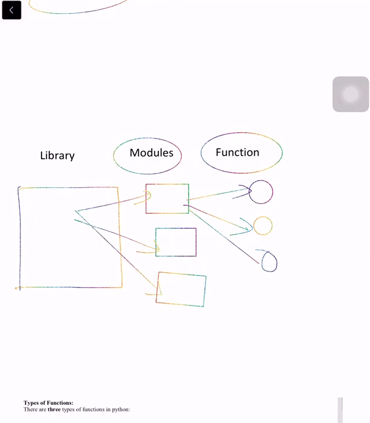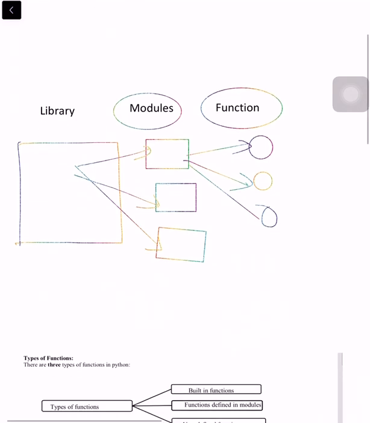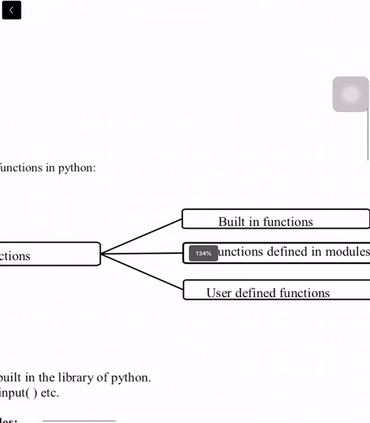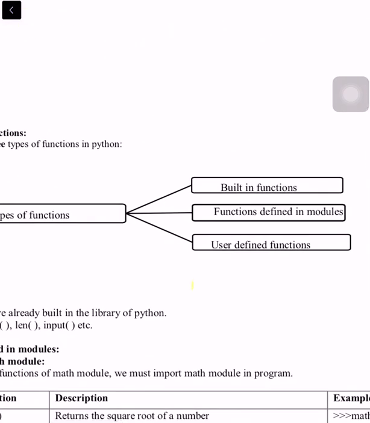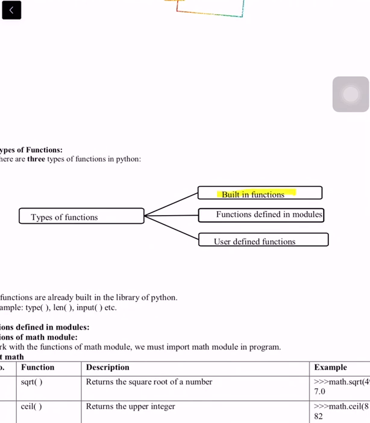Let us see what functions are. A function is actually a block of code which performs a particular task. There are mainly three types of functions: built-in functions, functions which are defined inside modules, and user-defined functions. The built-in functions which you have already used include the input function to take input from the user, and the length function to calculate the length of a string.